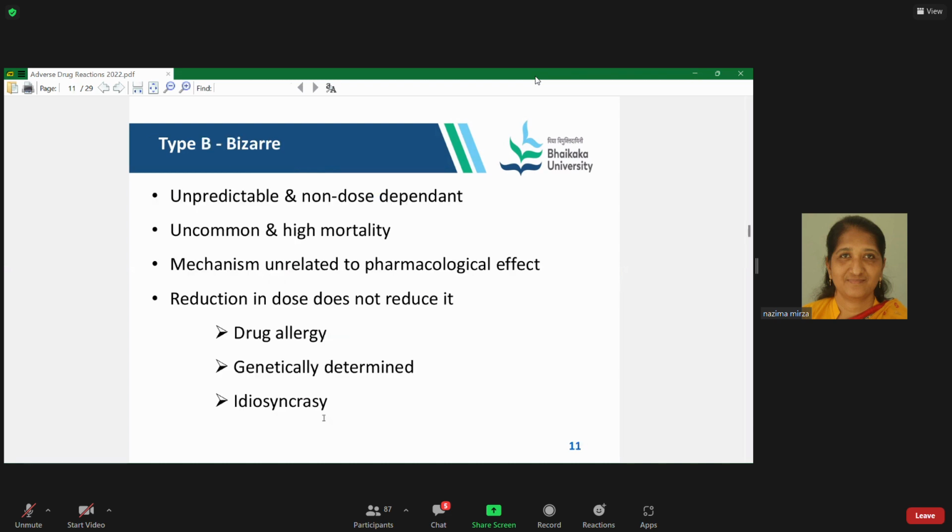Type B, they are bizarre, usually unpredictable and non-dose dependent. चाहे थोड़ा भी डोज दो, चाहे मिनिमम डोज क्यों ना दो, it is able to produce some reaction, not in all persons. Usually uncommon and with high mortality if not treated immediately.